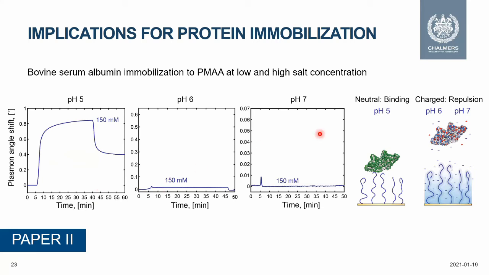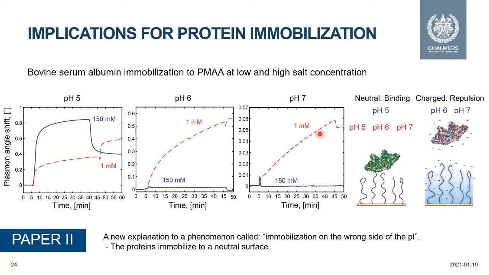What happens now if we do this at a lower salt concentration? Now BSA immobilizes at all 3 pHs, 5, 6, and 7. And our explanation is that at 1 millimolar total salt concentration, PMAA stays predominantly neutral even up to pH 7, which continues to then give rise to protein immobilization as you increase the pH. So by changing the total salt concentration, we can trigger protein binding through non-electrostatic interactions at even higher pH than 5.